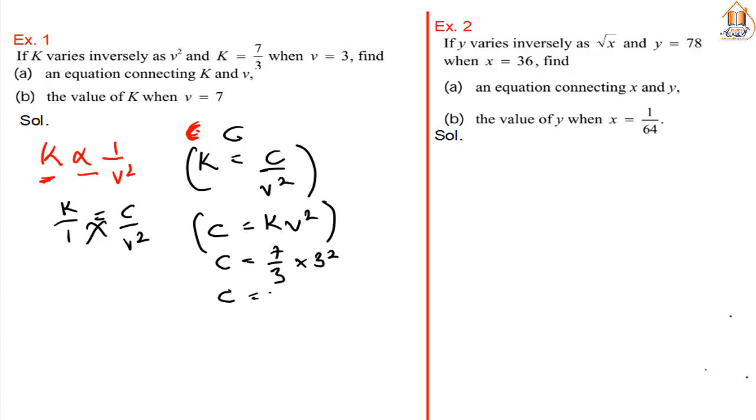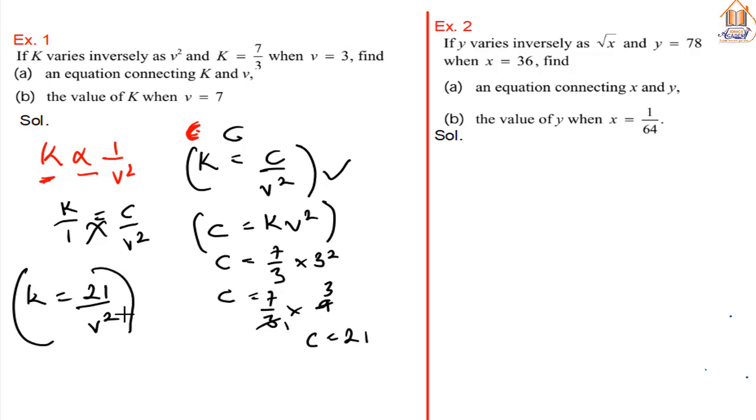Now 3 squared will give us 9. Therefore we have c is equal to 7 over 3 times 9. 3 in 9 will give you 3. Now 7 times 3 will give you 21. Therefore we have c is equal to 21. Now this is for our question (a), which says we should find an equation connecting k and v. We're going to slot the value of c into this equation, so our k will now be equal to 21 all over v squared. This is the equation connecting k and v. Now let's go to part (b) of the question.